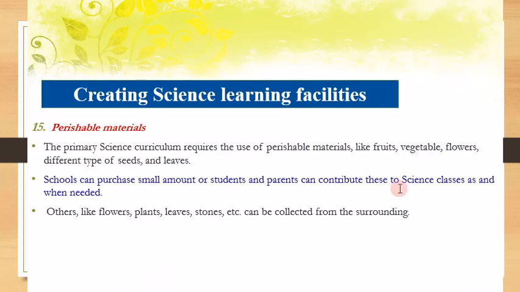Finally, this is for perishable materials, like fruits and vegetables, seeds. These are some of the things that, especially for the primary children to learn about plants, they need to bring. They can also bring fruits and vegetables, and such things really encourage the children to learn from the real things that exist around us.